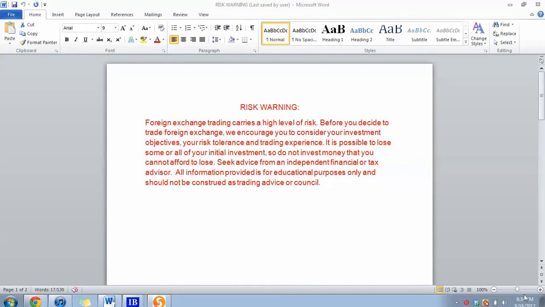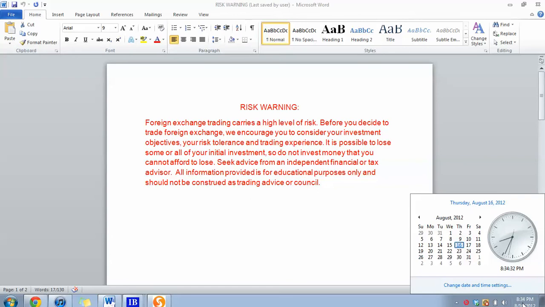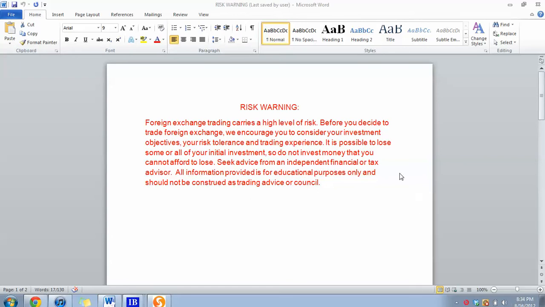It's 8:34 p.m. on August the 16th, Thursday, and we're going to be looking at a few pairs today, but quick risk disclaimer before we get started. Foreign exchange trading carries a high level of risk. Before you decide to trade foreign exchange, we encourage you to consider your investment objectives, your risk tolerance, and trading experience. It is possible to lose some or all of your initial investment, so don't invest money you can't afford to lose. Seek advice from an independent financial or tax advisor, and all information provided is for educational purposes only and should not be construed as trading advice or counsel.